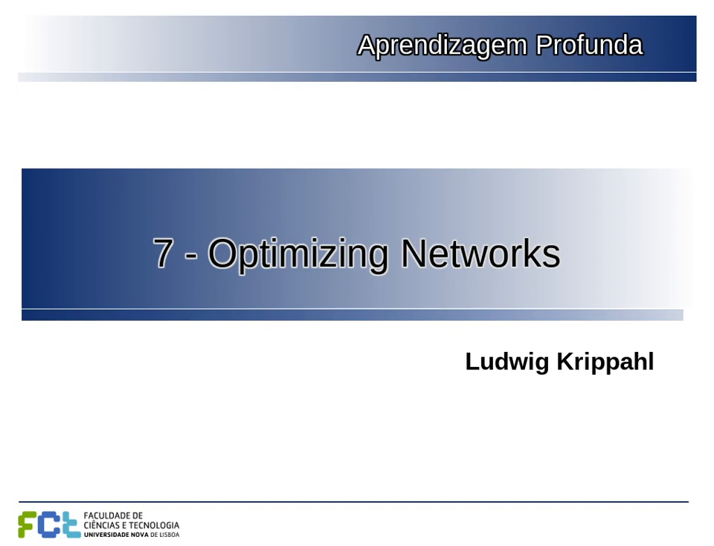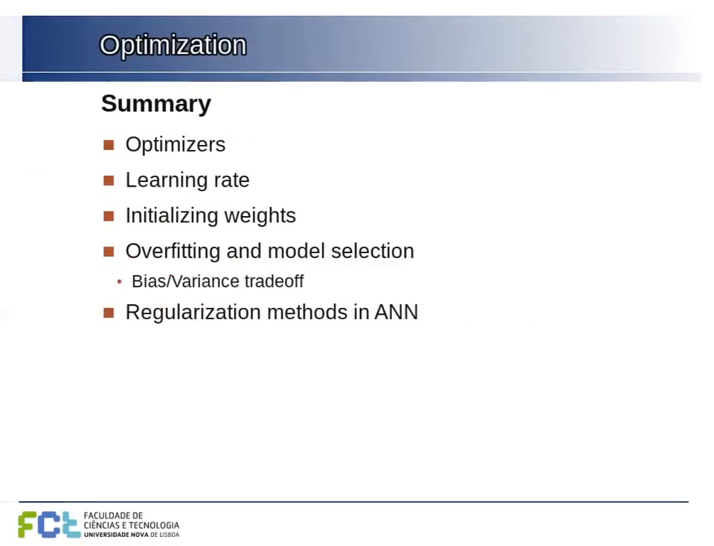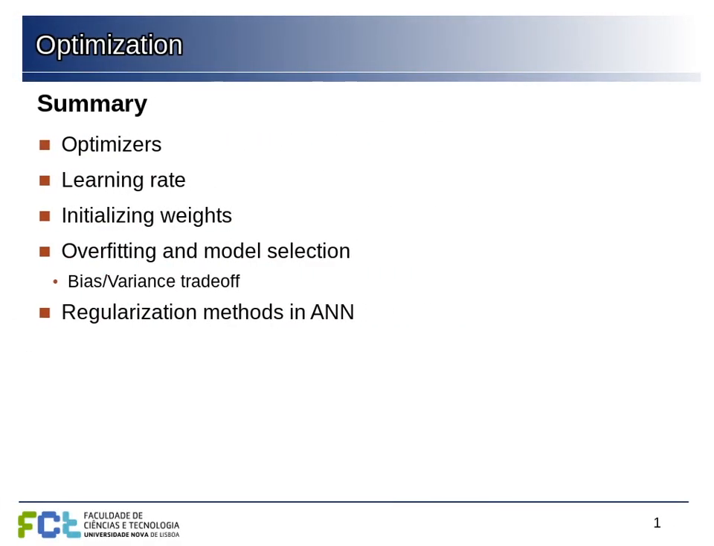So today we're going to talk about optimizing the networks in two senses. First, about the optimizers themselves, the algorithms that will use the information on the gradients to change the weights of the network, the parameters we're trying to adjust.